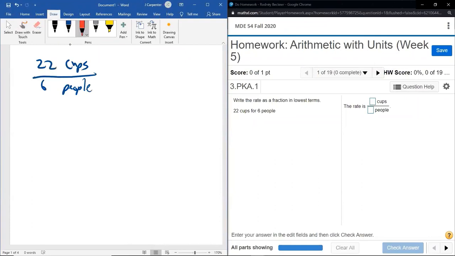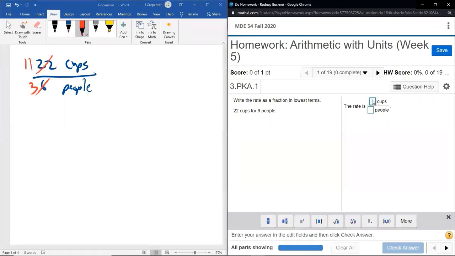And then you say, oh, well, I recognize 2 goes into both of these. 2 goes into 6 3 times. 2 goes into 22 11 times. And then there's no number that goes into both 3 and 11 besides 1, so that's it. We just have 11 cups per 3 people.